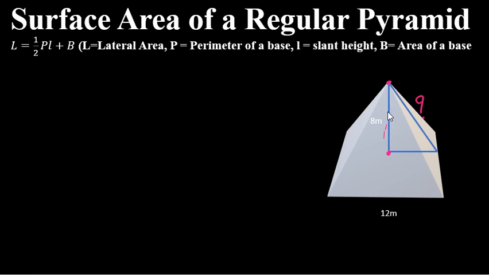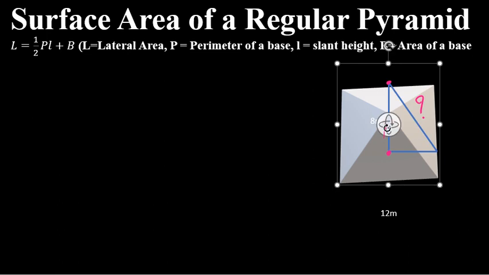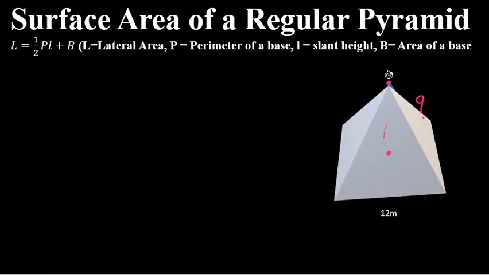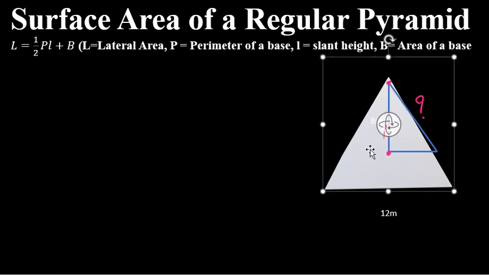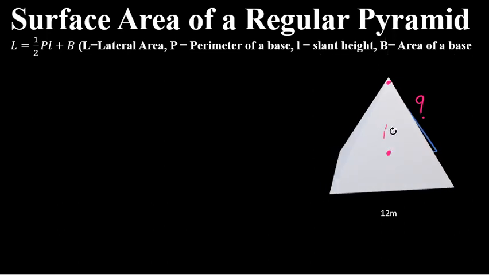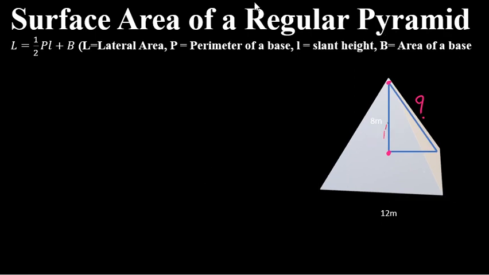If I move this pyramid and draw from the top, it is going to the center. So it is not a slant height. Now let's try the question. Let me adjust the figure. Okay, almost. Now how will we solve this question?